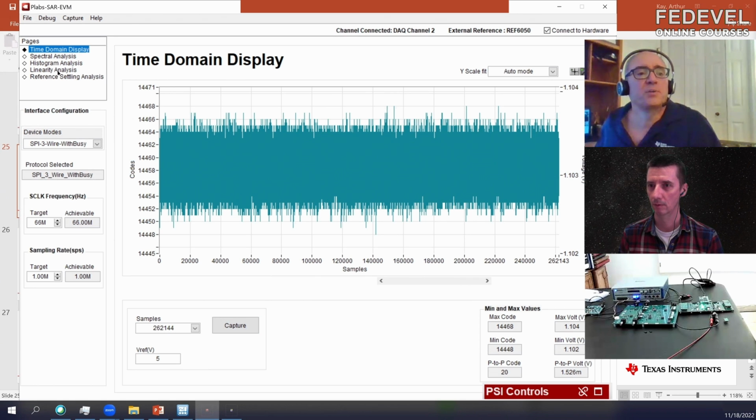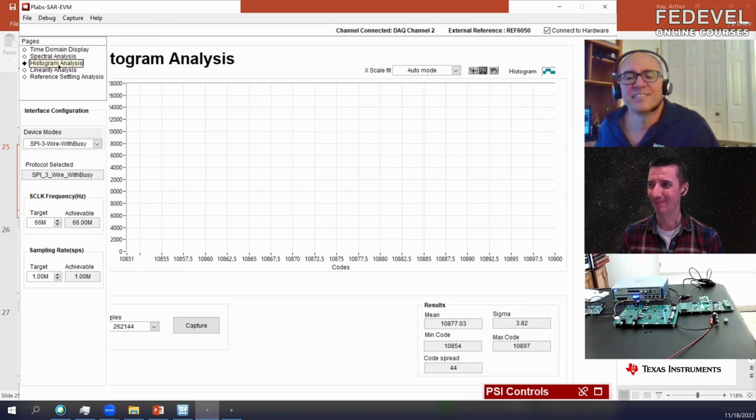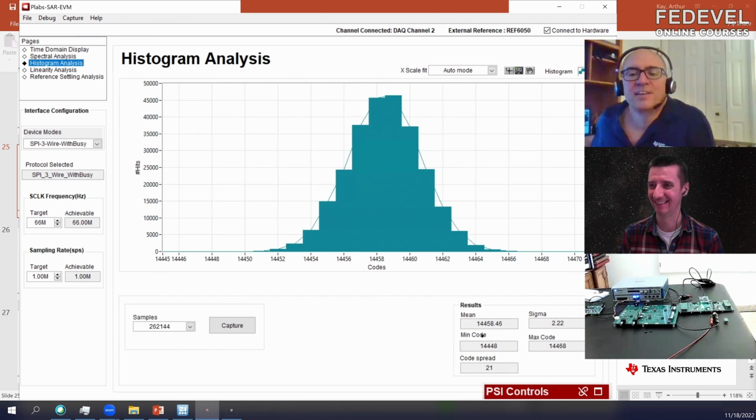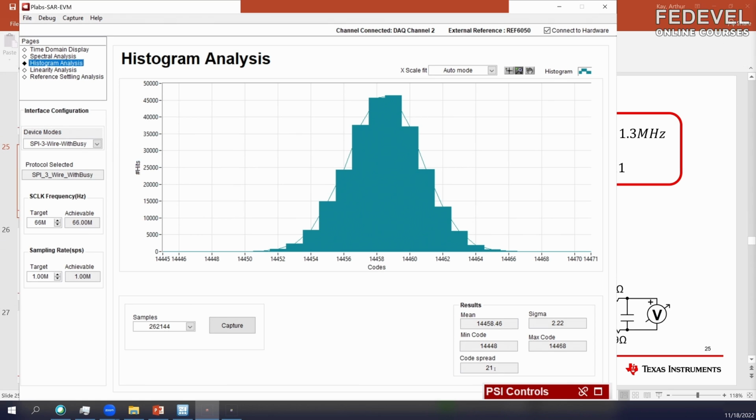And so I look, this is very low noise. It's like, what, less than 1 millivolt. So yeah, it is. And actually, it could be lower. The part itself is going to be much lower noise. So the histogram gives you a lot of information about the noise. So the code spread is 21 codes. That means that's how far we're spreading across in this region. The standard deviation is 2.22, or sigma is 2.22.